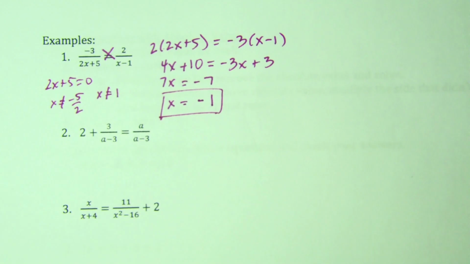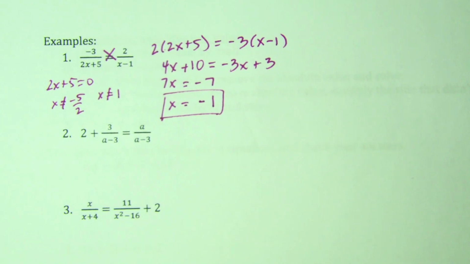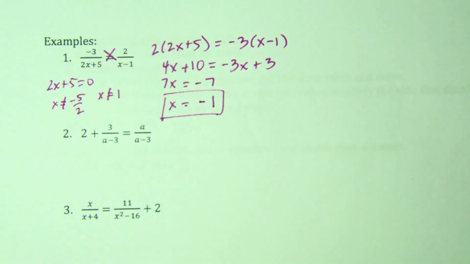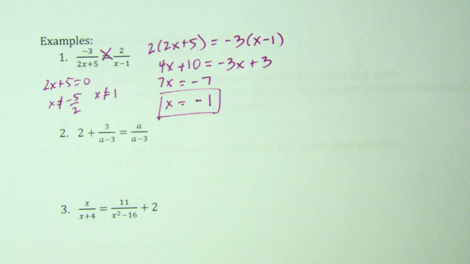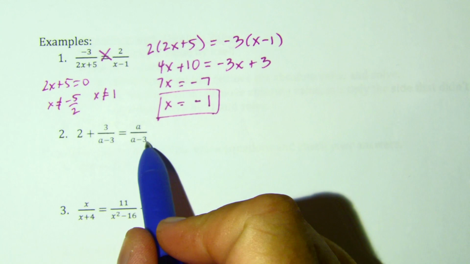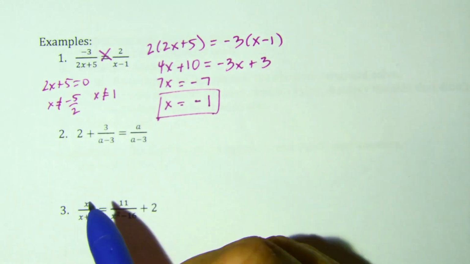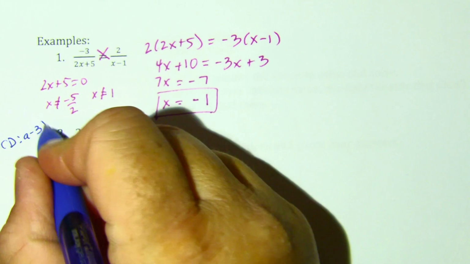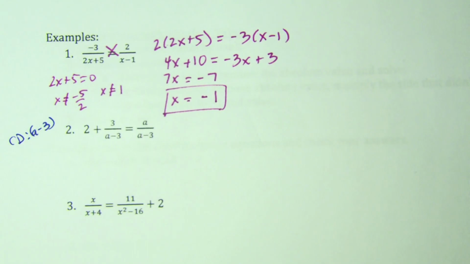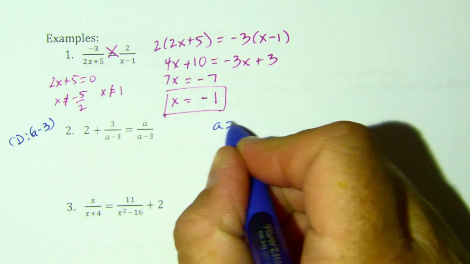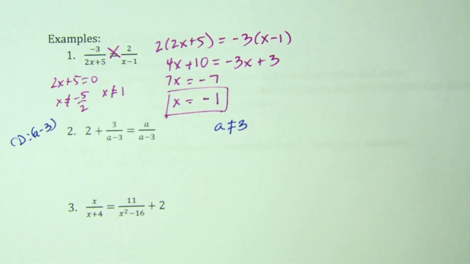The next example is one where we are going to be multiplying both sides by our common denominator because we have two terms on this side, not just a single fraction like we had here. So my common denominator, well, this is a minus 3 and this is a minus 3 and this doesn't have a denominator, so my common denominator is going to be a minus 3. So I'm going to multiply by that on both sides, and a cannot equal 3. That's the only value a can't equal.